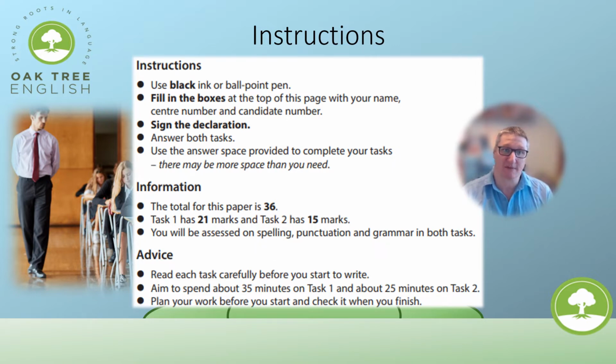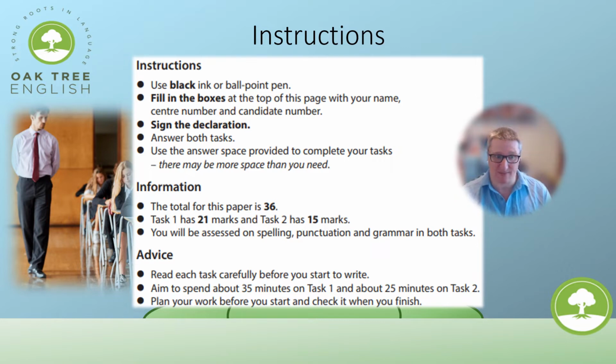The total mark for the paper is usually 36. Sometimes there can be some variation, but usually it's 36. Task 1 has 21 marks, task 2 has 15 marks, so they're not the same weighting. We'll talk about that in a second. You're going to be assessed on spelling, punctuation and grammar in both tasks. I'll talk to you about what you're going to be assessed on in a moment.